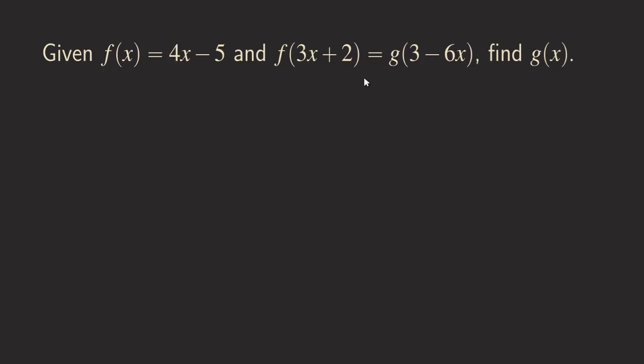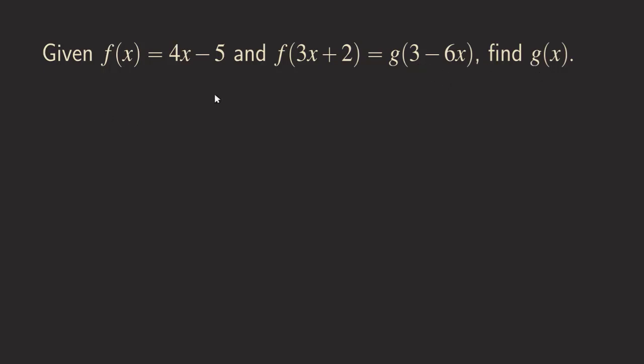Hello everyone, this is another mysterious function problem for finding g with the given information. As you can see, f is given, and f of 3x plus 2 is equal to g of 3 minus x. So what we are going to do is plug the 3x plus 2 into the function so that we can figure out what g of 3 minus x is, and from there we can figure out g.